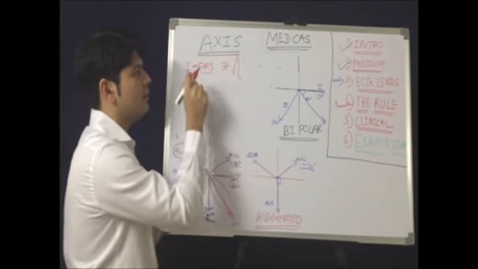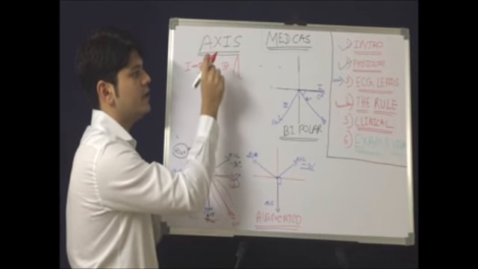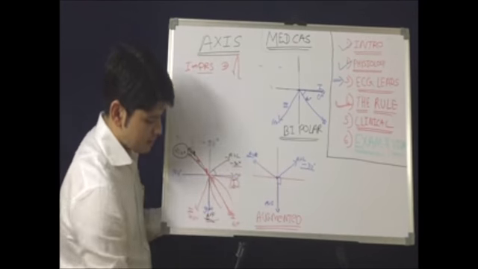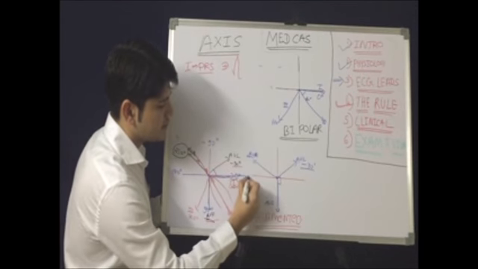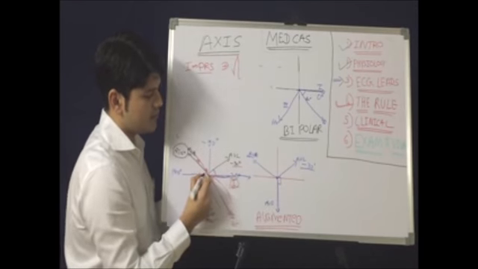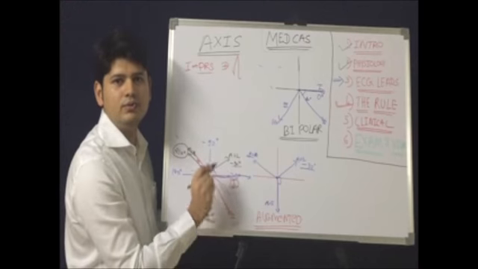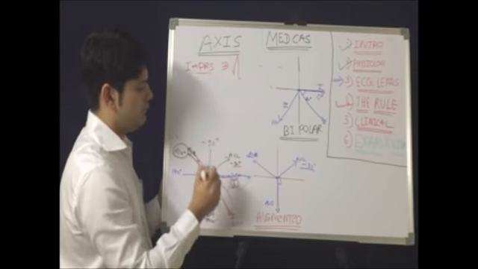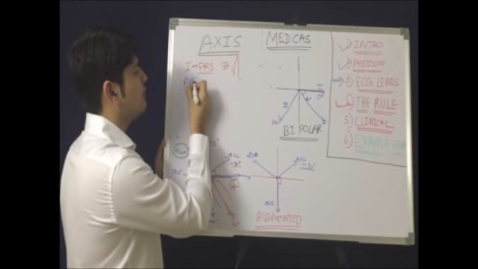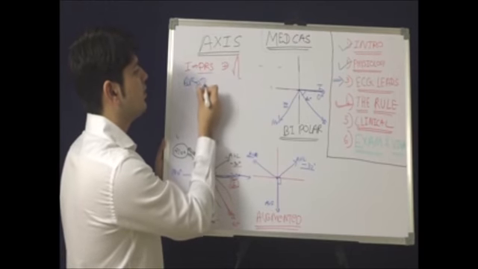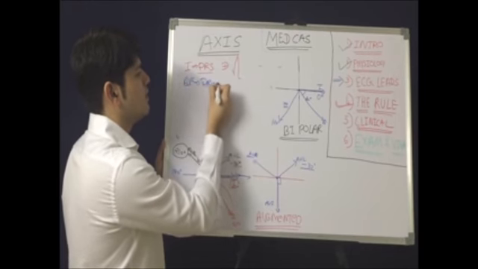So if you apply the rule, lead 1 is recording a positive complex, meaning your current is going to flow towards this direction. That is the first thing decided, because it is recording a positive current. Now if you see lead AVF, the same patient, lead AVF also has a positive QRS.